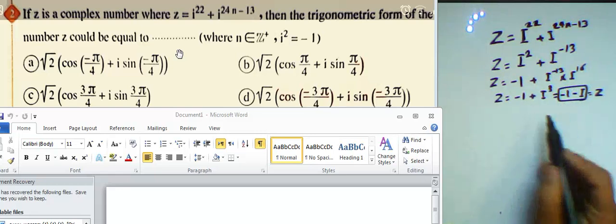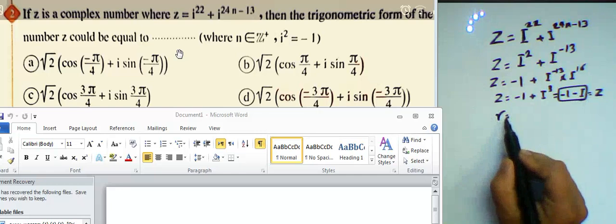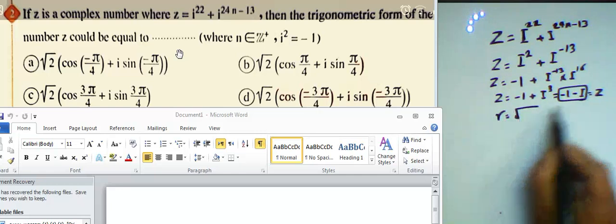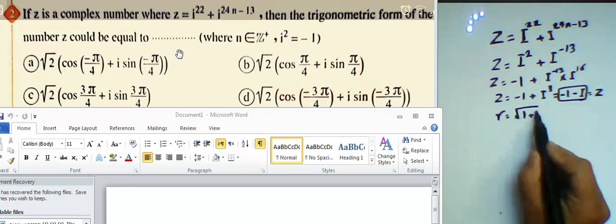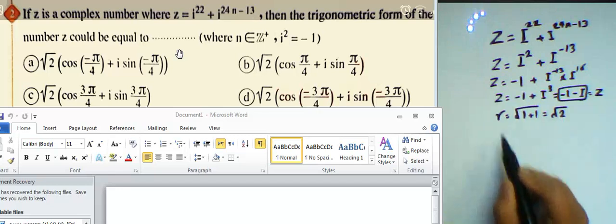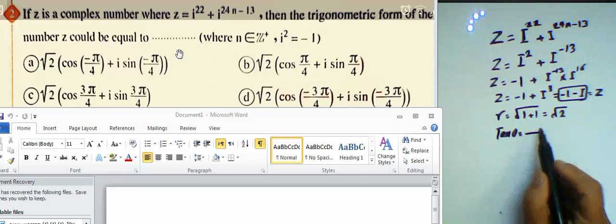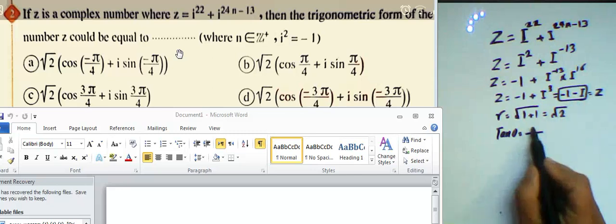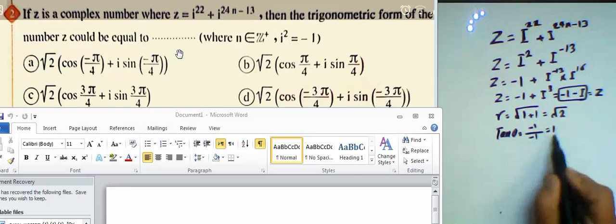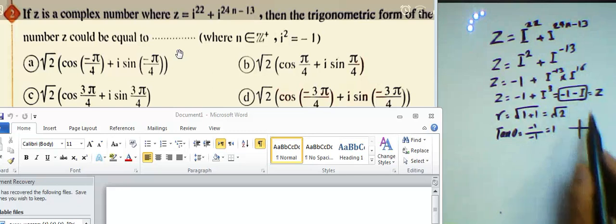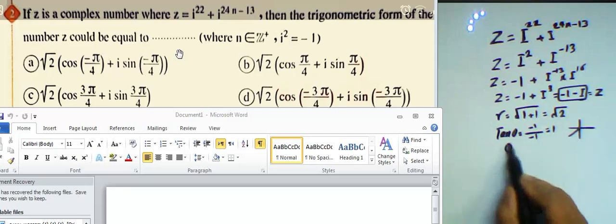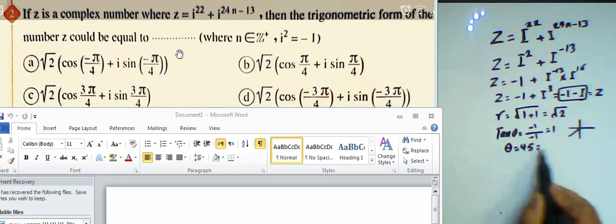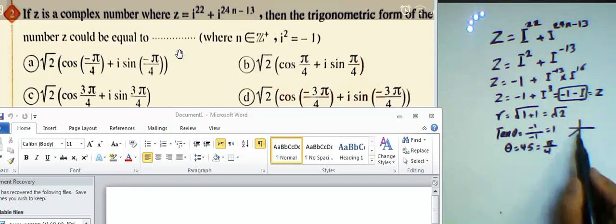Then we must find r. We can find the square root of x² plus y²: −1 squared equals 1, and −1 squared equals 1. The result will be root 2 for r. And we know tan theta equals y over x, −1 over −1, it will be 1. The angle lies in the third quadrant, so theta is 45, that is pi over 4, but it lies in the third quadrant.